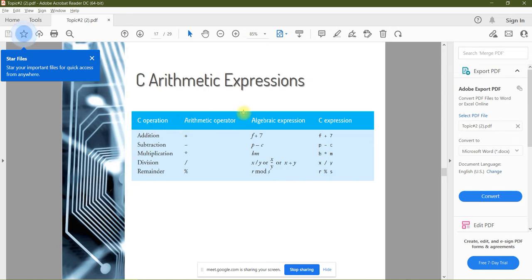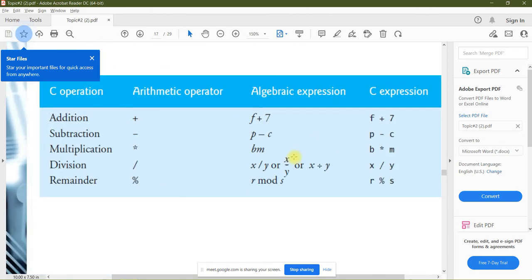Alright, so we have here the plus. In algebraic representation, if we write it in the mathematical approach, like in our math subject, we write it as f plus 7. But in a C expression, it's the same, we will be using the plus operator. For minus, it is still the same.